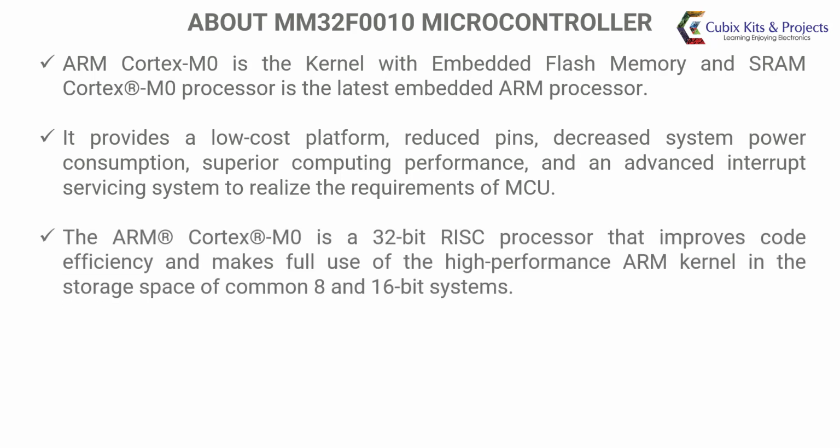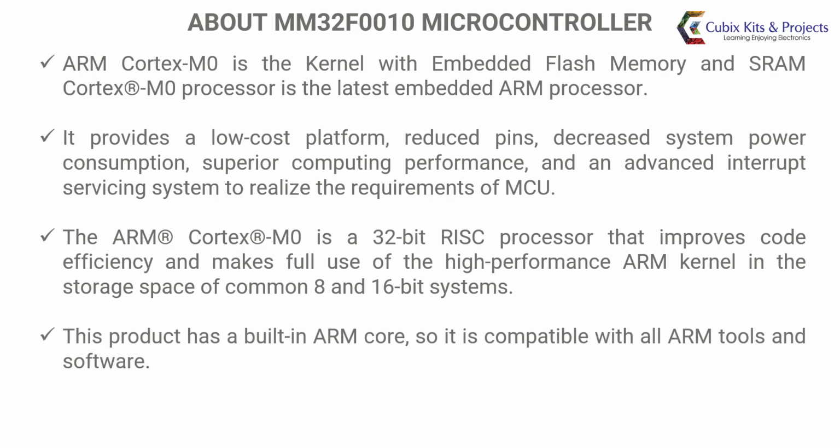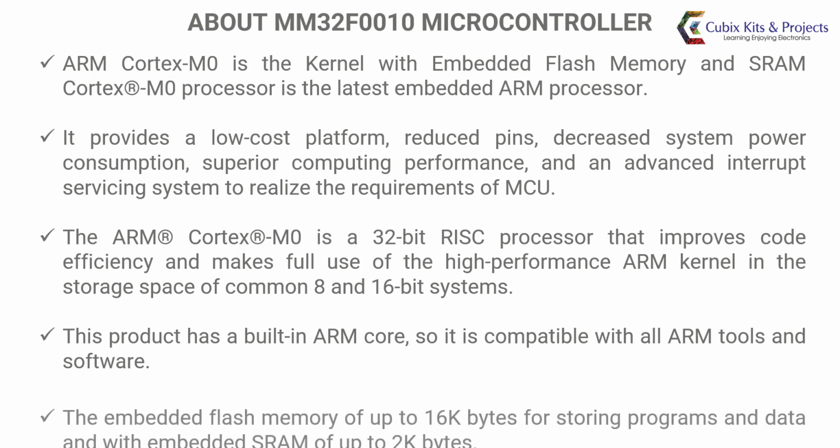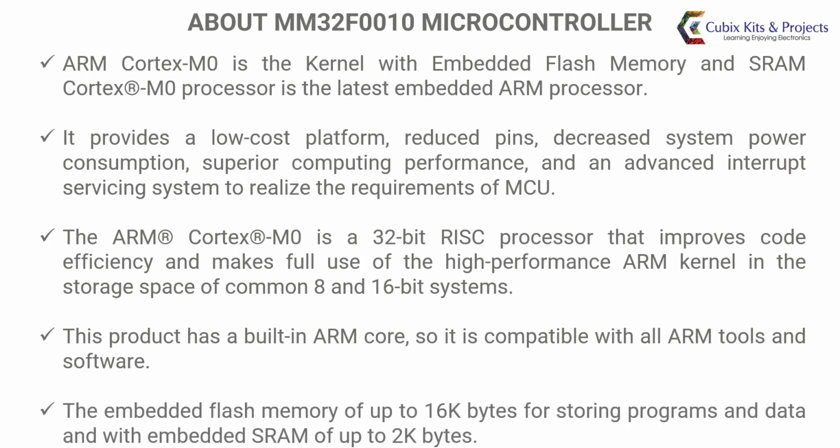The ARM Cortex M0 is a 32-bit RISC processor that improves code efficiency and makes full use of the high-performance ARM kernel in the storage space of common 8 and 16-bit systems. This product has a built-in ARM core, so it is compatible with all ARM tools and software. The embedded flash memory is up to 16 kilobytes for storing programs and data, and the embedded static RAM is up to 2 kilobytes.